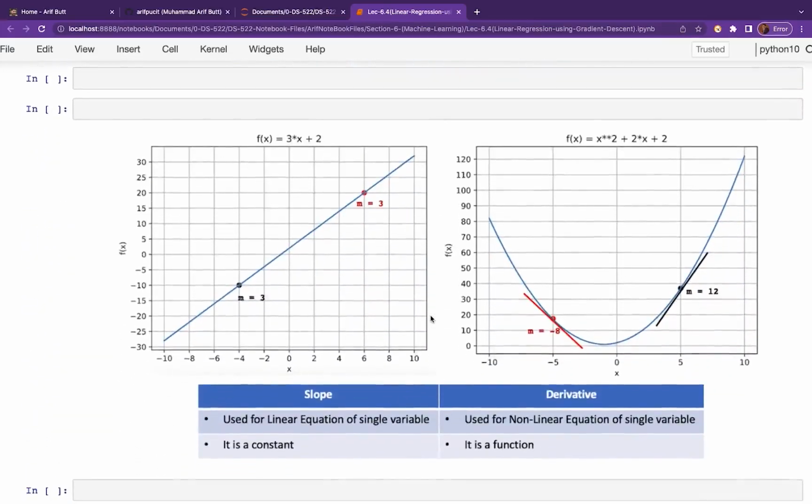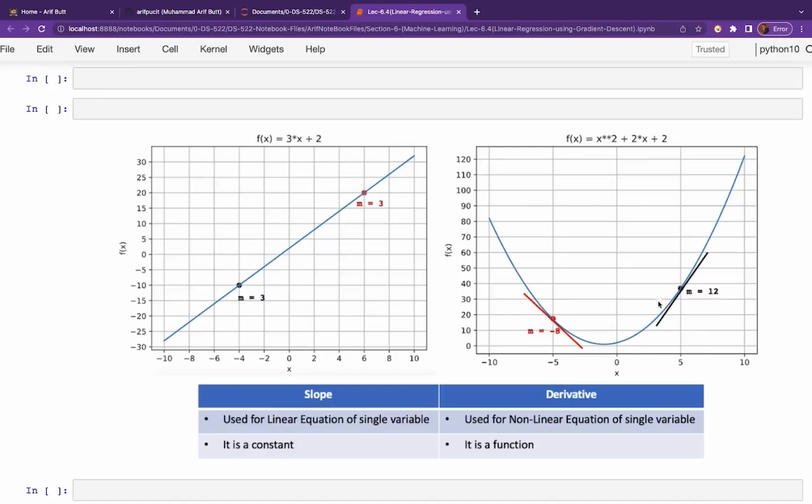Let me describe this using the graphical representation of two specific functions. f(x) = 3x + 2 and f(x) = x² + 2x + 2. This linear function f(x) = 3x + 2 is graphically represented by a straight line in this left graph. And this nonlinear function f(x) = x² + 2x + 2 is graphically represented by this parabola.